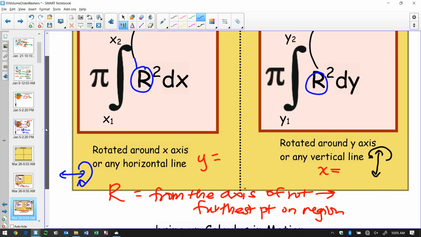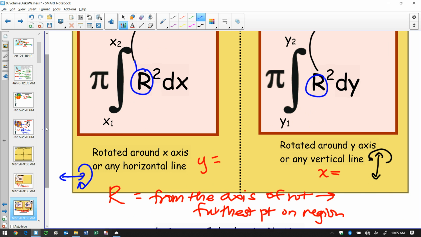The other thing that's really important to know, and please make a note of this: dx's are used when you rotate around any horizontal line. If you rotate around a horizontal line, like the x-axis, or any line y equals a number, that's always going to be a dx problem, because y equals a number is always a horizontal line. The dy side, please make a note of this, is used when you rotate about any vertical axis, like the y-axis or any x equals a number, because that's going to be a vertical line.